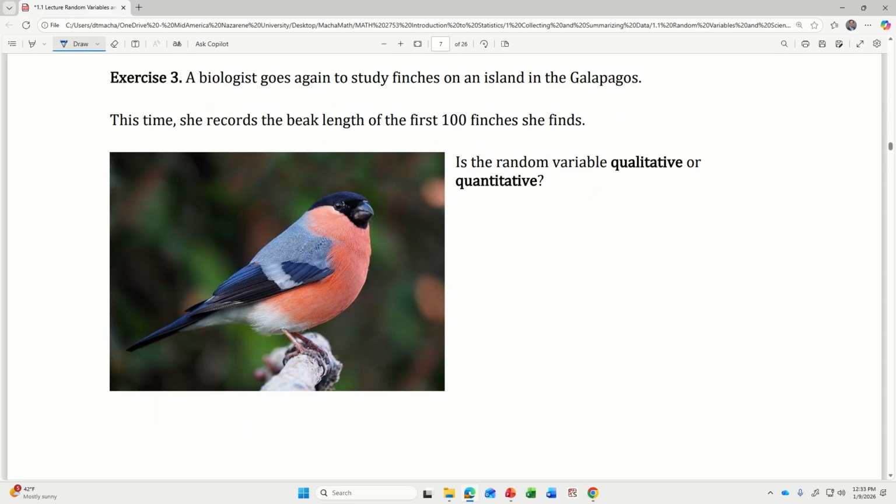Okay. Back to the Galapagos. She records the beak length. Is that random variable qualitative or quantitative? Quantitative. Yeah. Because if I'm taking a measurement of the length of something, that's a number, that's a quantitative random variable.